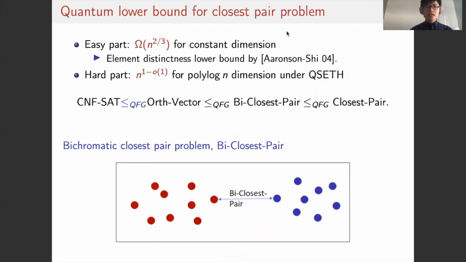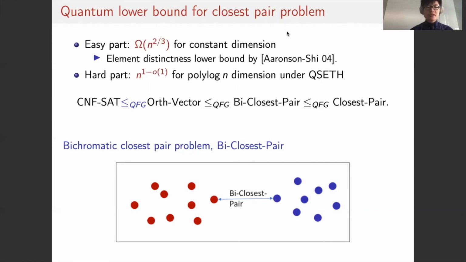Let's first consider the quantum lower bound for the closest pair problem. In constant dimension, we can easily get an omega n to the 2/3 lower bound just from the element distinctness lower bound by Erickson and Xu. The hard part is the polylogarithmic dimension. We can show that under QSETH, the lower bound is n to the 1 minus little o(1).